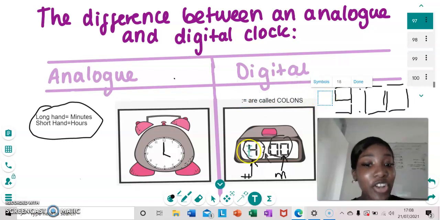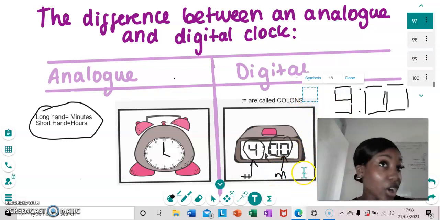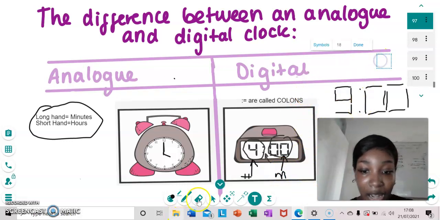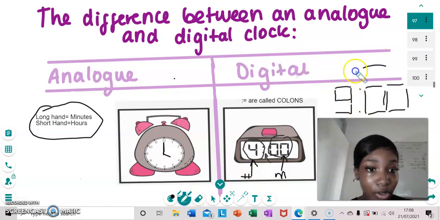All right, so the number before the colon represents the hour, which I've represented by the letter H, and the numbers after the colon, which are typically two numbers, represent the minutes. Okay, so if the time was 9 o'clock, it would look something like this on the digital clock.